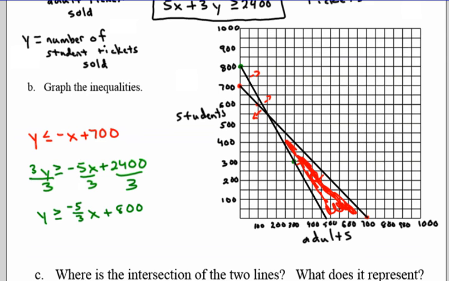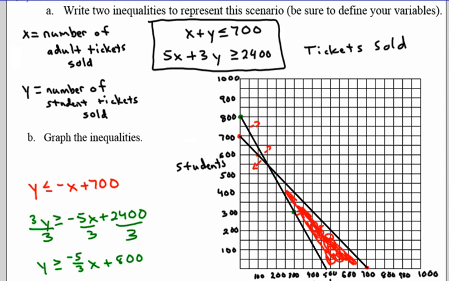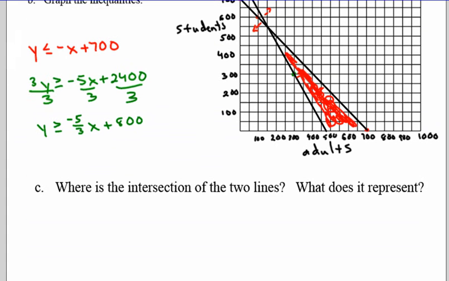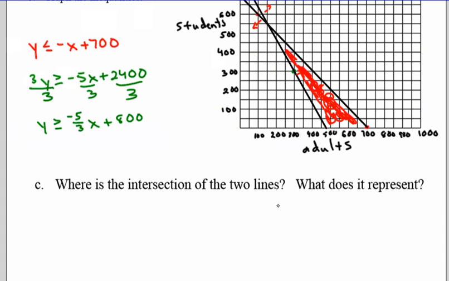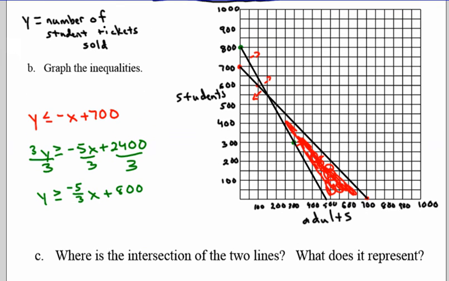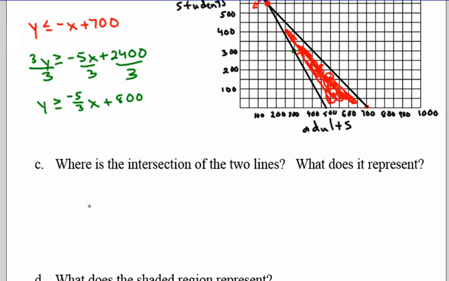Okay, any combination of tickets sold in that region, then they have less than or equal to 700 people there, and they made 2,400 or more dollars. Okay. Now, part C says, where's the intersection of the 2 lines? Well, if I was accurate here, and it looks like I might be, this point right here is the point, let's see, 150, 550, right? 150, 550.